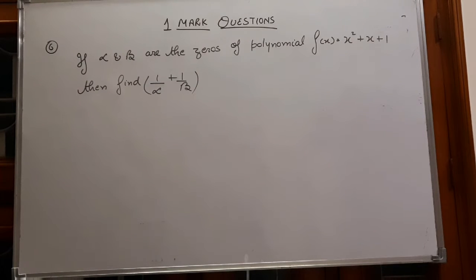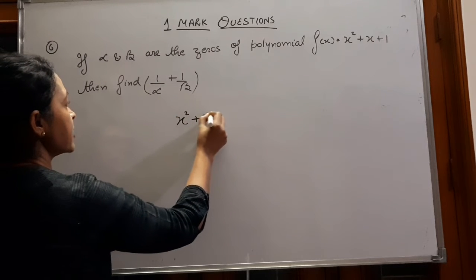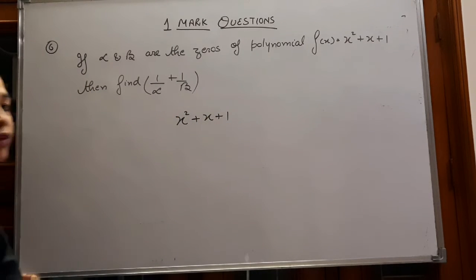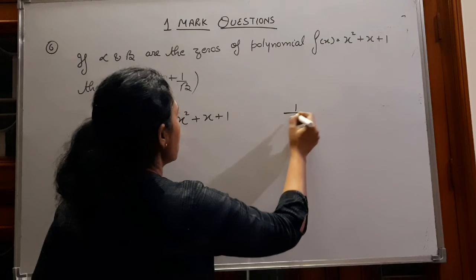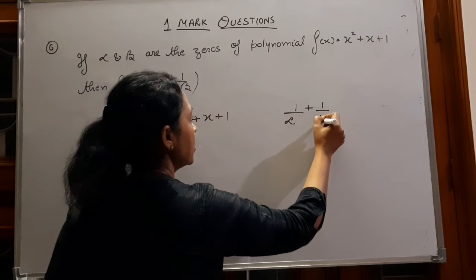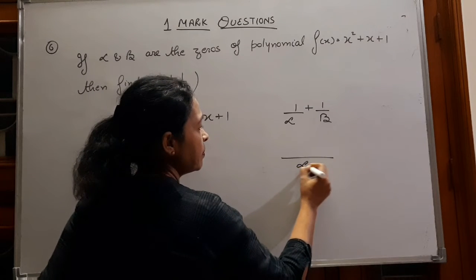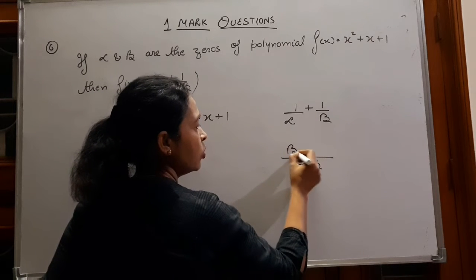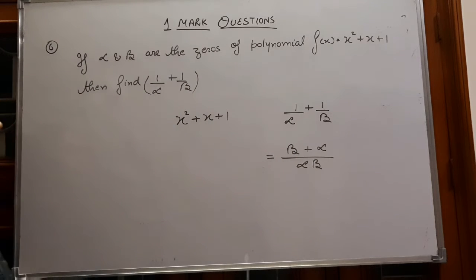If alpha and beta are the zeros of the polynomial x square plus x plus 1, we have to find the value of 1 upon alpha plus 1 upon beta. If we take the LCM, we have alpha beta in the denominator and beta plus alpha in the numerator. We have to find the value of this.